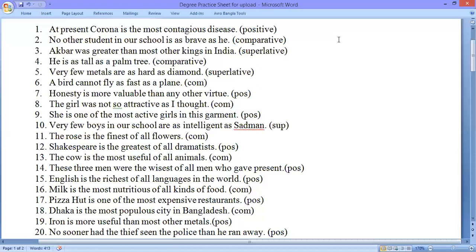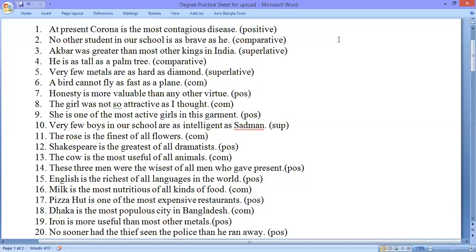So the solution is, very few girls in this garment are so active as she. I'm repeating, very few girls in this garment are so active as she. I think you did not forget that we cannot use as her. We need to bring the subject directly.